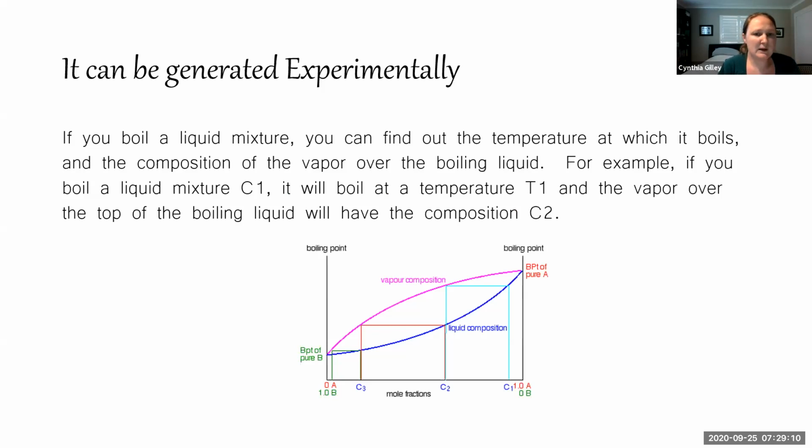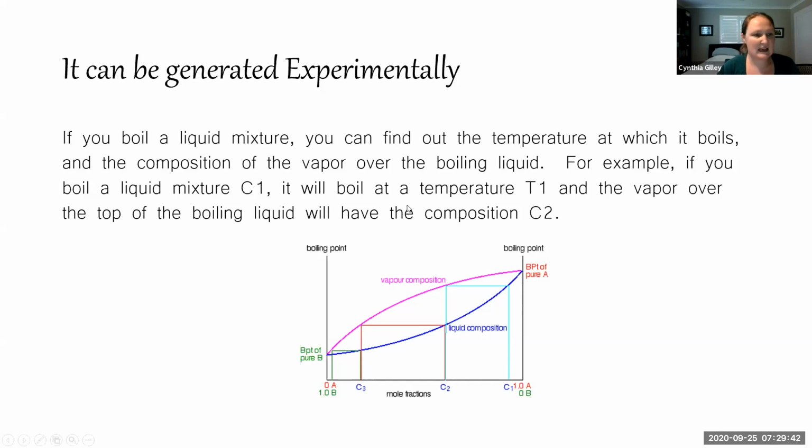So if you boil a liquid mixture, you can find out the temperature at which it boils. Everybody can measure that. And you can find the composition of the vapor above the boiling liquid. For example, you could use a gas chromatograph, take a sample of the vapor above the liquid and see its exact percentage of A and B and compare that to its exact percentage of A and B in the liquid that you boiled. That will give you the data to make the curve.